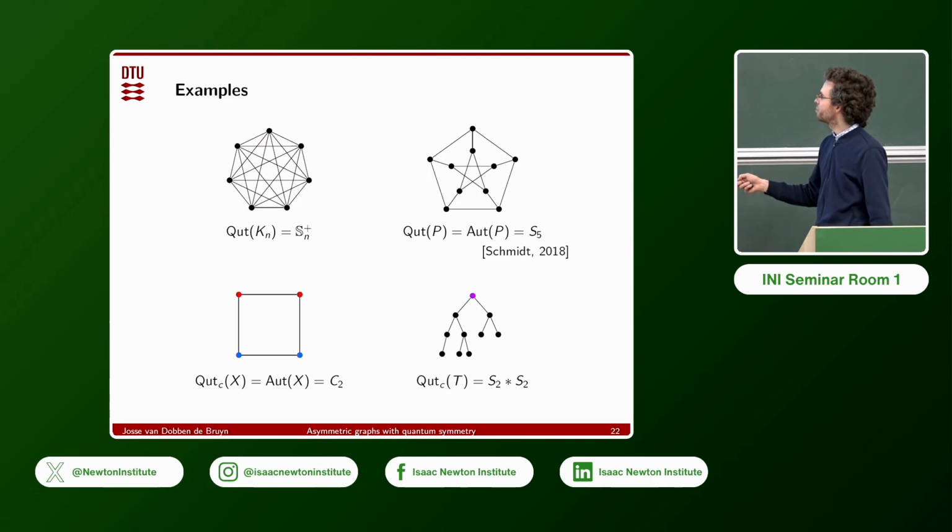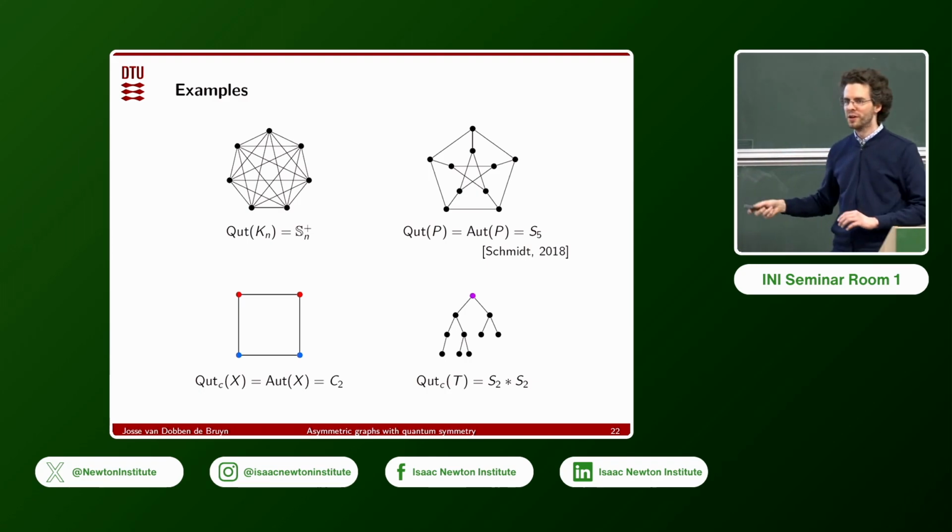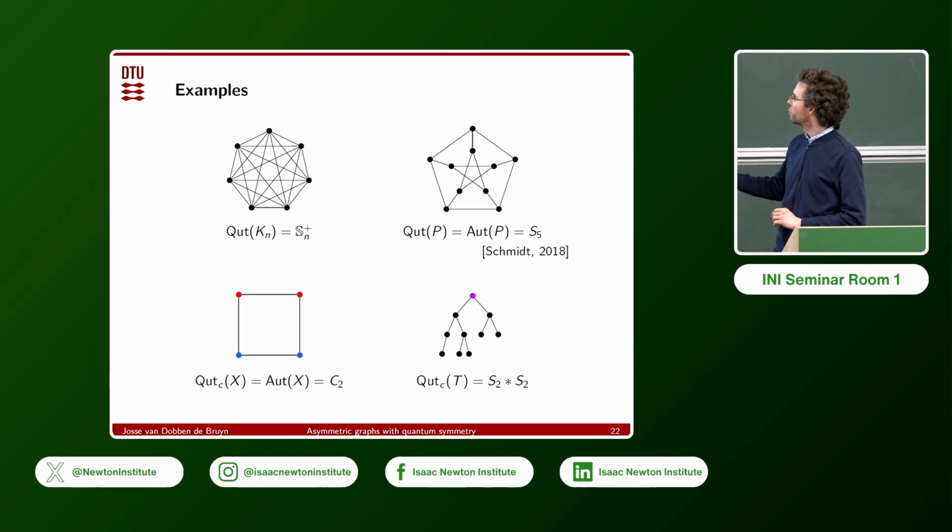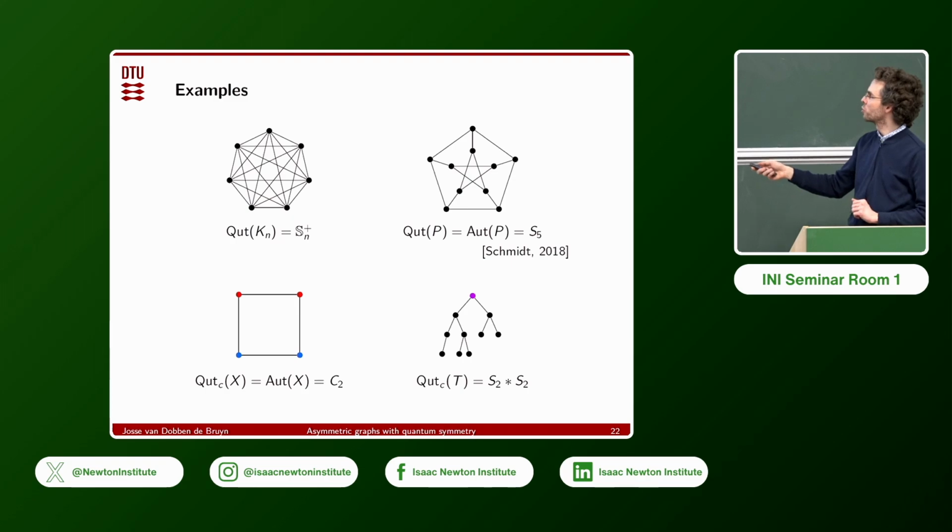And then finally, maybe to advertise a different paper that we've worked on, to classify quantum automorphism groups of trees, we also use these colors to give an algorithm to actually compute the quantum automorphism group of an arbitrary tree. But I'm not going to say more about that now.